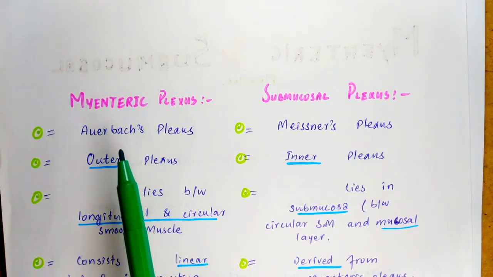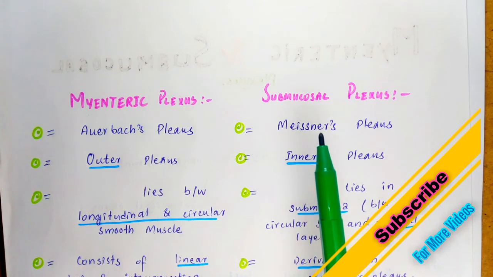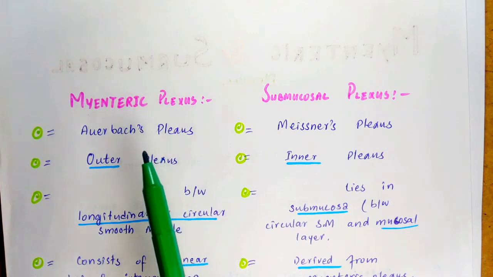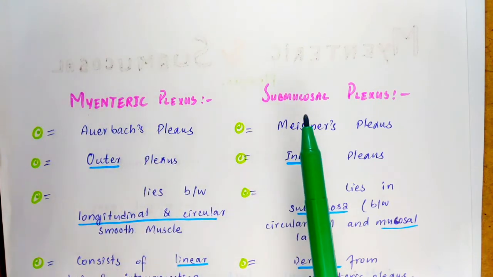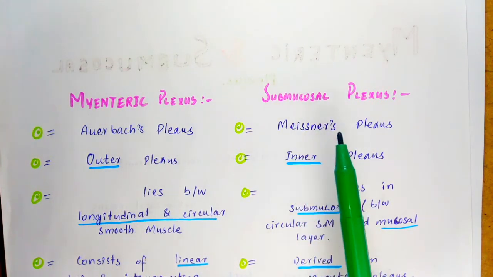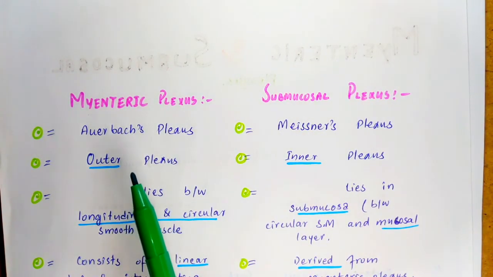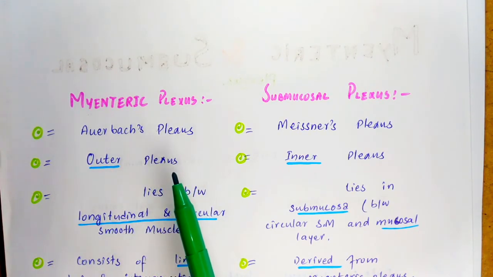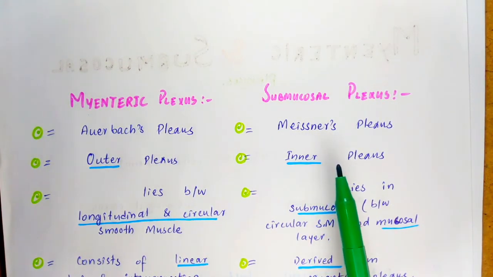The myenteric plexus is also called Auerbach's plexus, while the submucosal plexus is also known as Meissner's plexus. These are the alternative names of both plexuses. Auerbach's plexus refers to the myenteric plexus, and Meissner's plexus is the alternative name of the submucosal plexus. The myenteric plexus is an extrinsic nerve plexus or an outer plexus of the gastrointestinal tract. The submucosal plexus is the inner plexus or can be called the intrinsic nerve plexus.